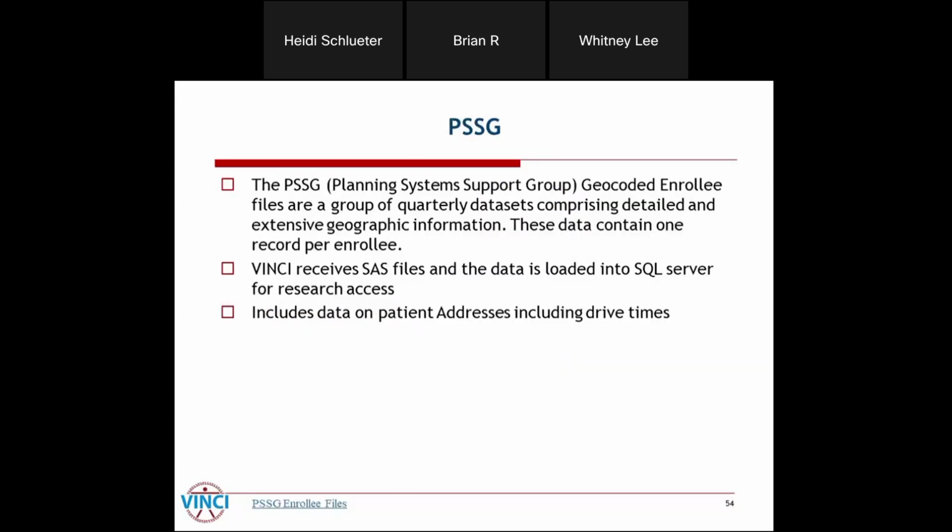Data examples in here include the PSSG, or Planning Systems Support Group, geocoded enrollee files. So these are groups of quarterly data sets comprising detailed and extensive geographic address information. This data contains one record per enrollee. So Vinci receives these as SAS files, and the data is then loaded into SQL Server for research access. And one of the popular things in here is it includes data on patient addresses, including drive times.